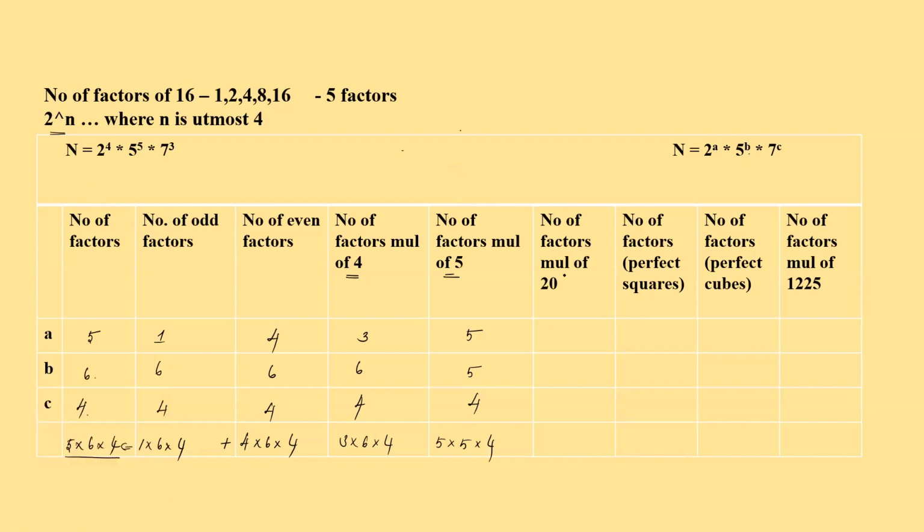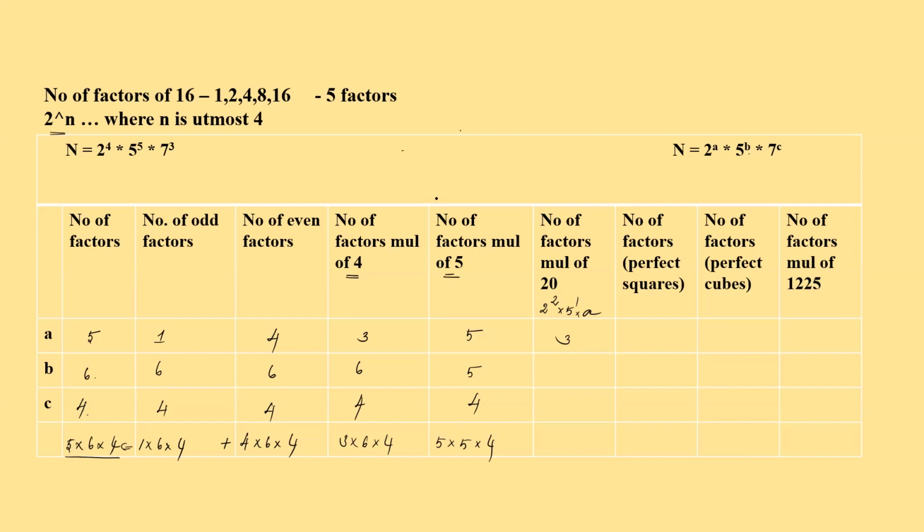Okay, so the number of factors which are multiples of 20. 20 is nothing but 2 square into 5 power 1. So multiples of this number will be in the format 2 square into 5 power 1 into a. So there is no constraint on a. The minimum power of 2 should have been 2 and the minimum power of 5 should have been 1. Those are the only constraints. So a's minimum value has to be 2. So a can take only the values 2, 3 and 4. So only 3 values are possible.